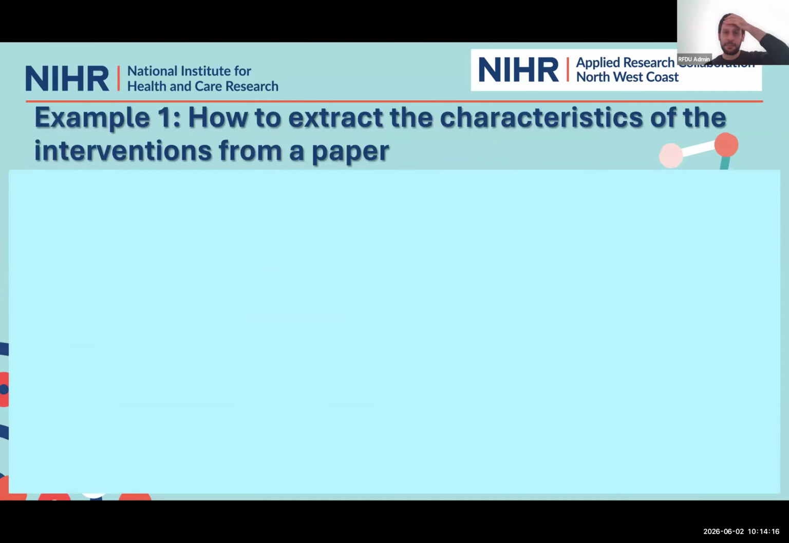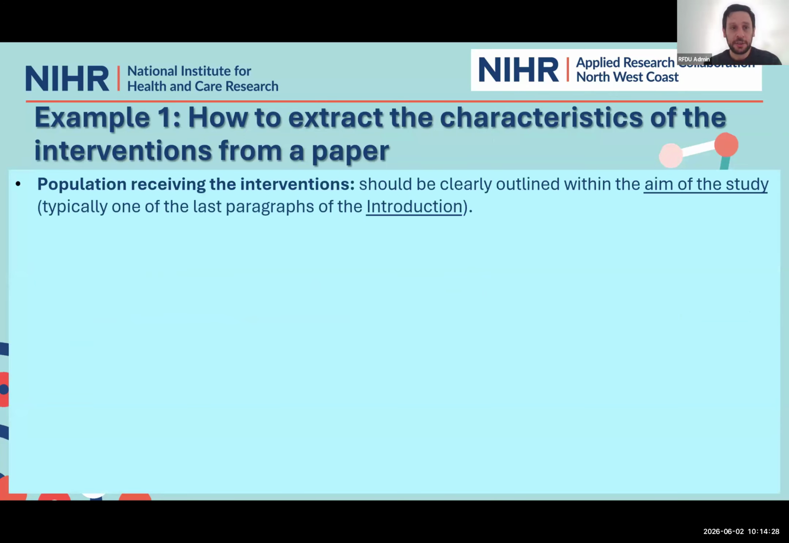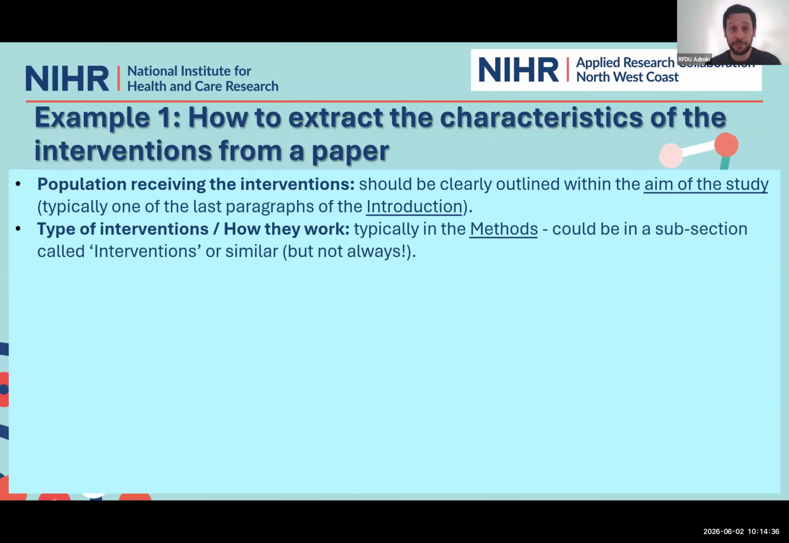So I'm going to give an example now in order for you to understand a bit more how to extract the characteristics of an intervention from a paper, because this will be part of the homework after today's session. So the population receiving the intervention should be clearly outlined within the aim of the study, typically one of the last paragraphs of the introduction.